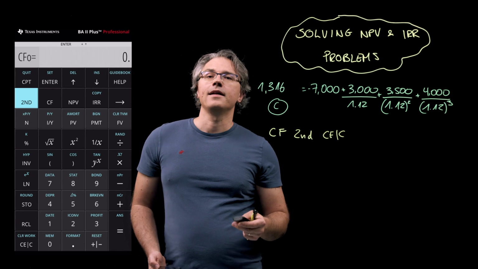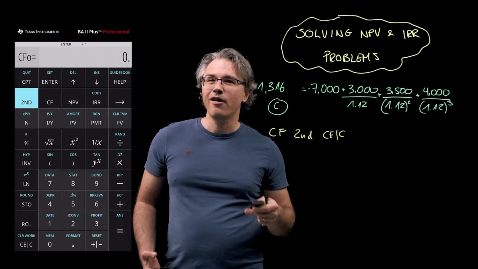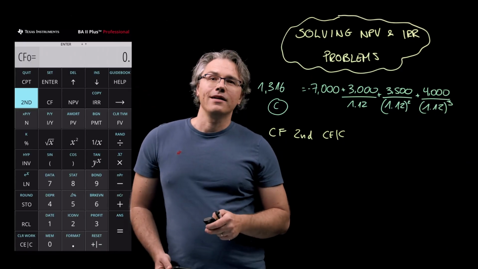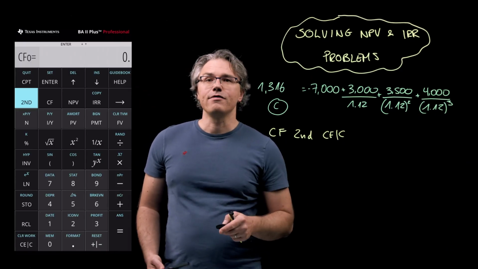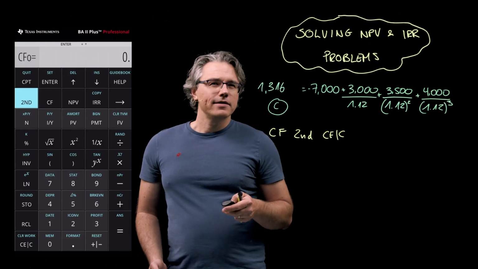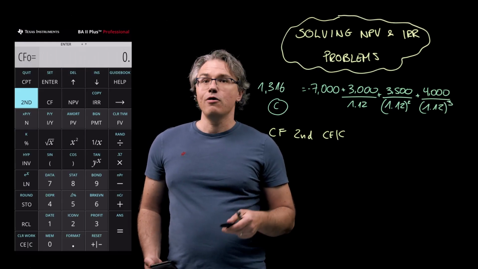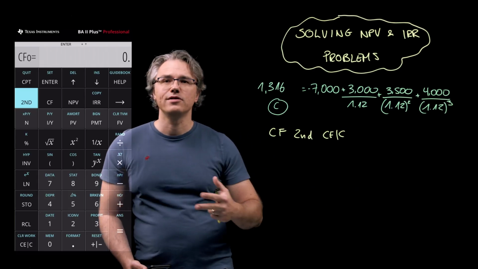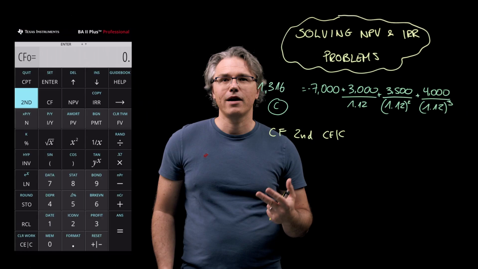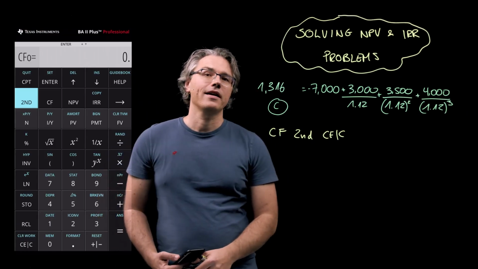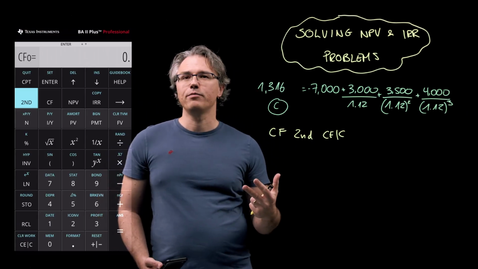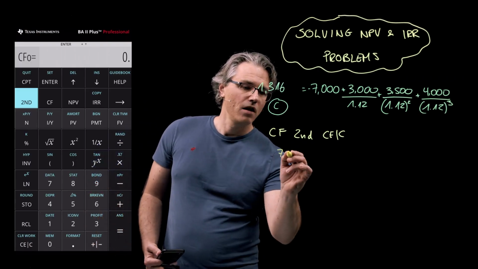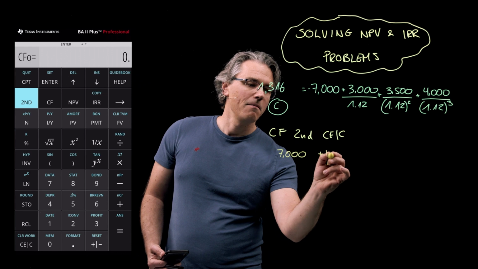You can see that it has CLR work written on it, which stands for clear worksheet, and that's its secondary function. The calculator now is displaying CF0 equal to 0. We obviously want to change this to a negative 7,000, as this is the initial cash outlay at the start of the project. So type in 7,000, followed by the plus minus key.